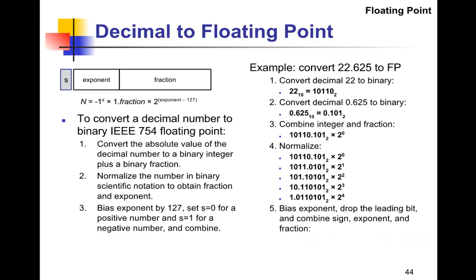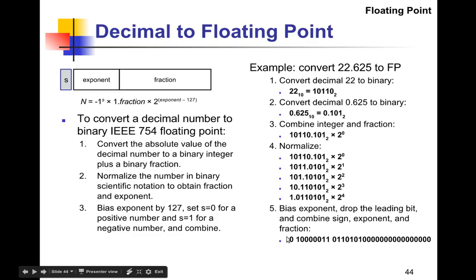And so we end up with the biased exponent. We have to add 127 to that, so it's 10000011. And the sign is positive, so we put a 0 in front. So the sign is right here, the exponent is right here, and then this is the fractional part of the number. So there you have it, an IEEE floating point.